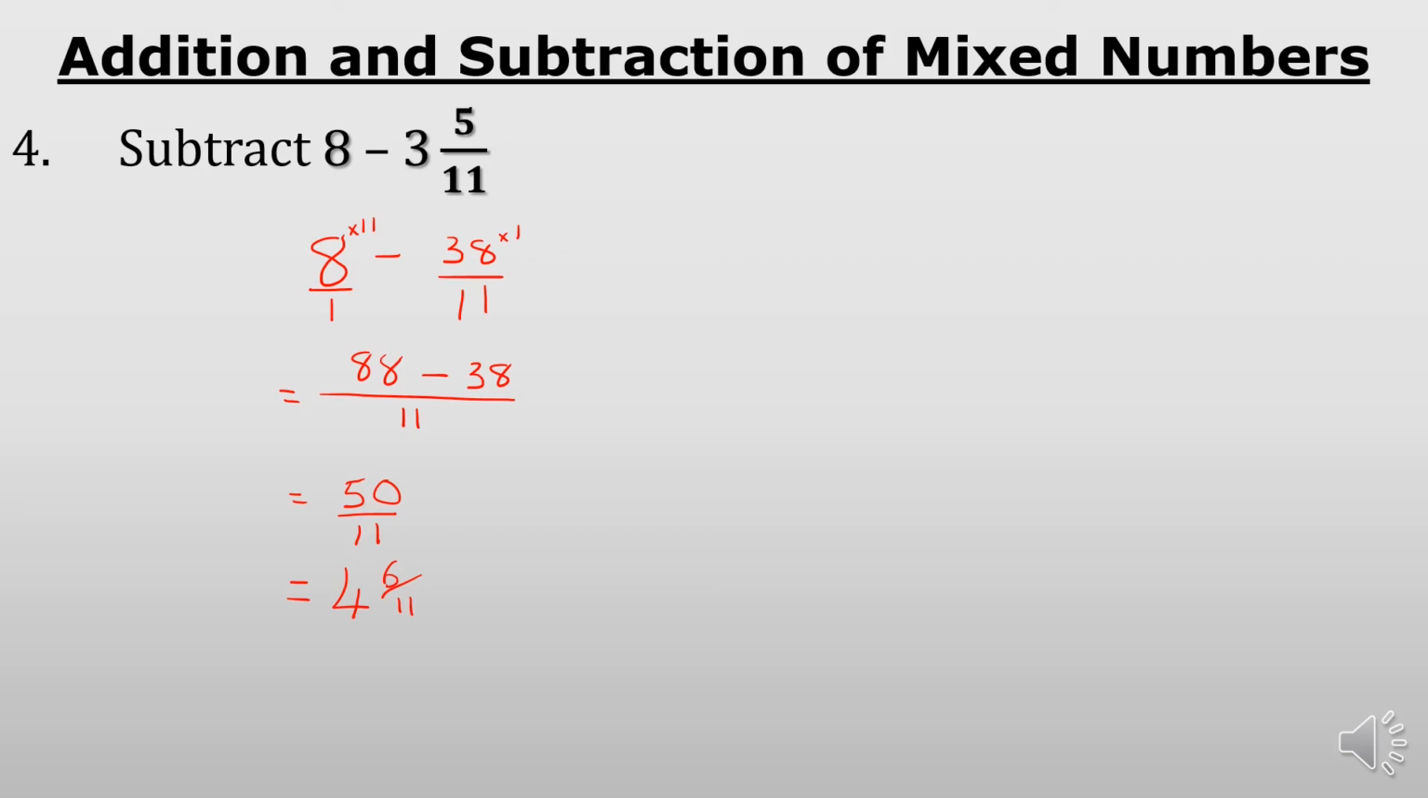Now the second way will be that you borrow 1 from 8. Remember I said that 1 whole will always change to your denominator over the denominator. My denominator here is 11, so that 1 will change to 11 over 11. So what I mean, I'll borrow 1 from 8, I'll be left with 7. Then that 1 I borrowed will change to what? 11 over 11, you know, doubling my denominator. Minus 3 whole number 5 over 11.